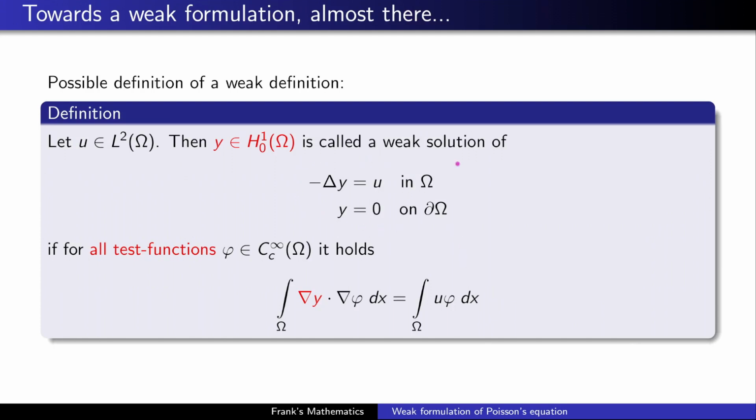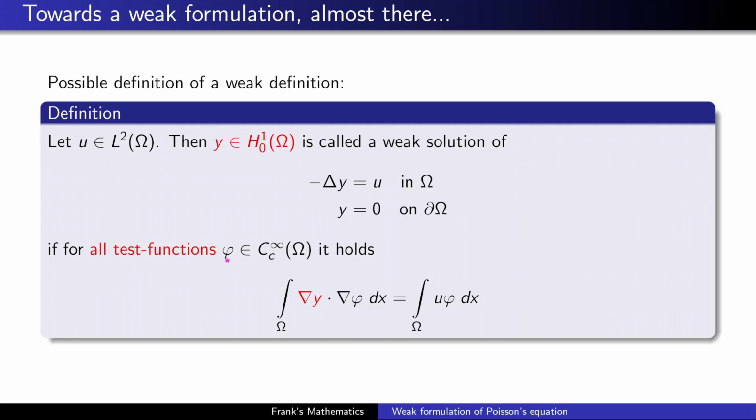I've written it down here. We only need in this case that our right-hand side is in L2. Then we call a function of H01 a weak solution of Poisson's equation if the integral expression we just derived holds for all test functions phi. This looks like a good definition, but if you move a little further, because we want to show existence, this is just a definition, which doesn't state anything about uniqueness or existence at all.